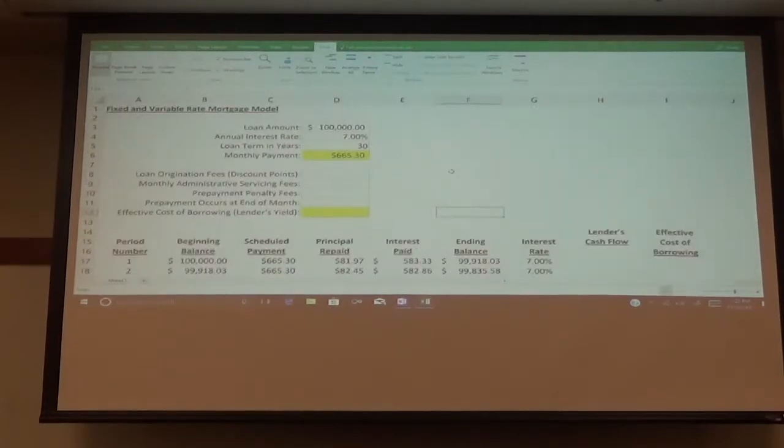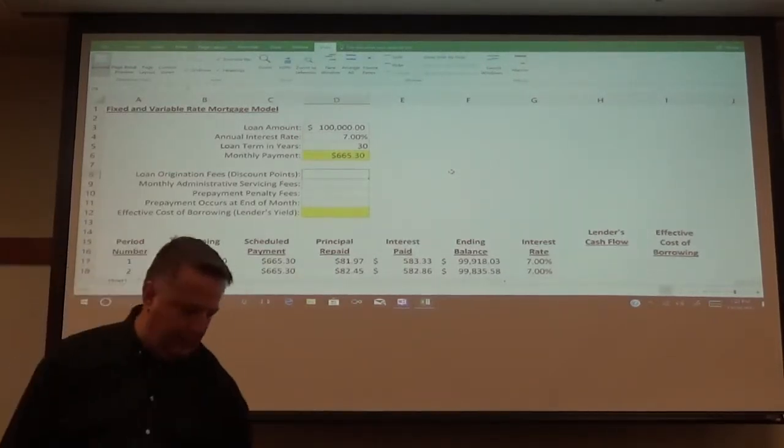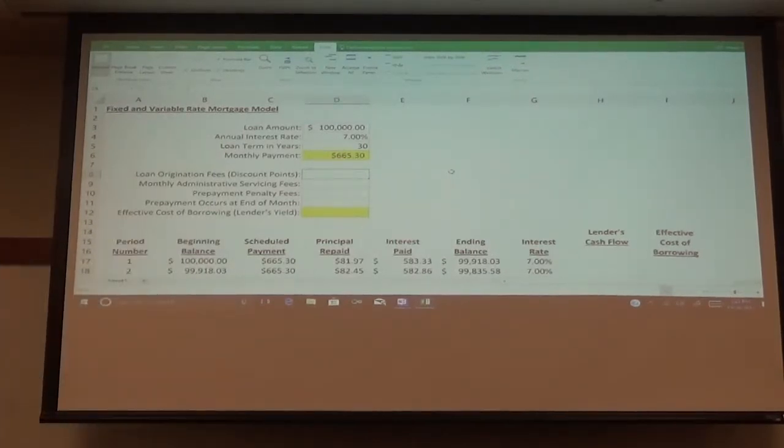Okay, let's go back up to the top. Okay, let's start off with the loan origination fees. Okay, all right. And on your handout, I've got those listed at 4%. So let's talk about what those are for a second.